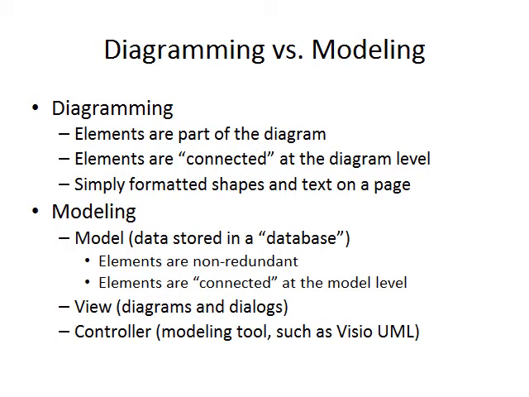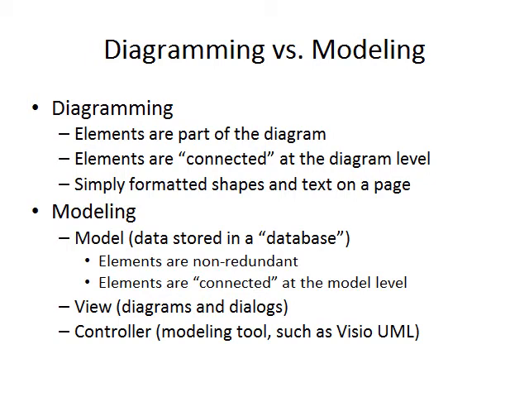If you have a common element, such as a particular class type or class name, and you represent that in two diagrams, that element would be stored in both those diagrams. In other words, it would be stored redundantly. So elements are connected at the diagram level. They're not connected across a whole model, and they're simply formatted shapes and text on a page.